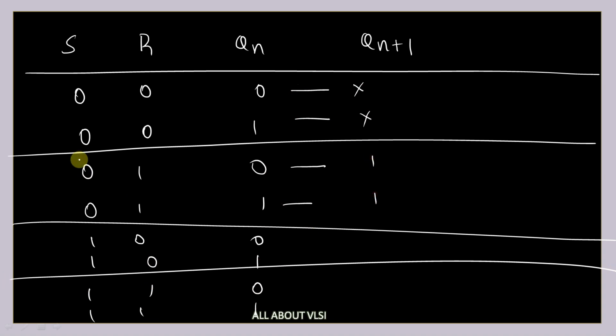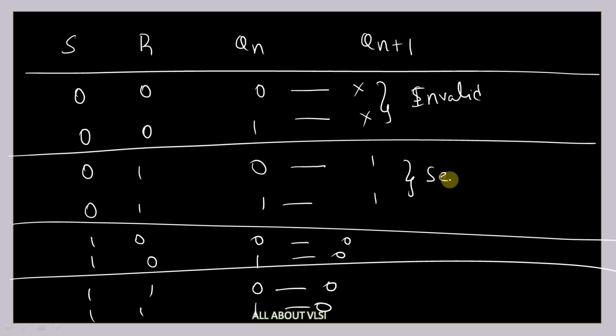Say S is equal to 0, R is equal to 1, set state, and S is equal to 1, R is equal to 0, reset, and this is hold. So this is invalid, set, reset, and hold condition.